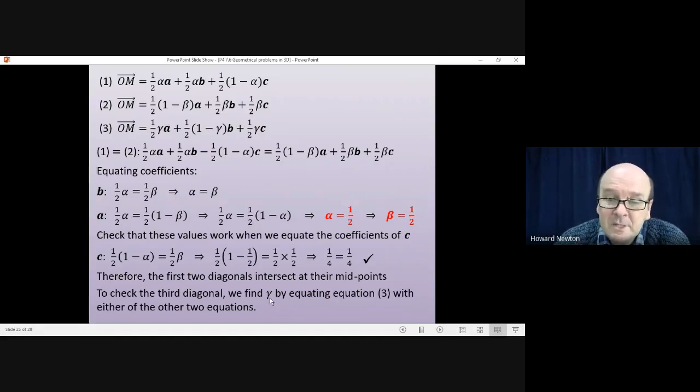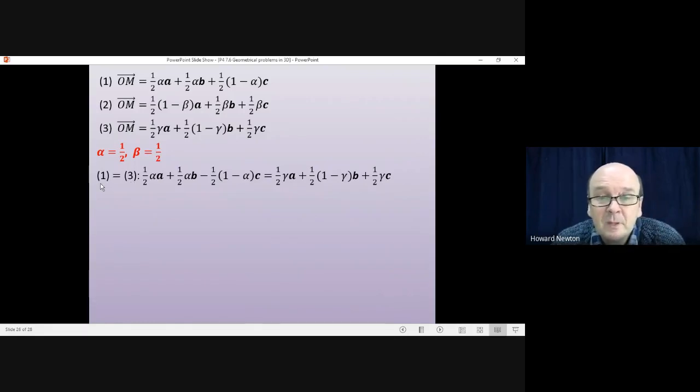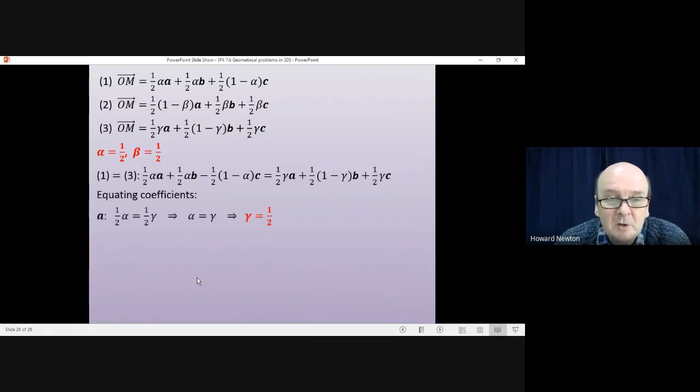And the way we find lambda is by equating the third equation with either of the first two. So that's what we've done so far, finding alpha and beta, and I'm going to equate the third equation with the first one, but I could equally well equate it with the second. If I say equation 1 equals equation 3, I get that. Equating the coefficients, looking at just the coefficients for A, I'll get a half alpha is equal to a half lambda. That means alpha equals lambda. Well, we already know that alpha equals a half, so lambda as well must equal a half.